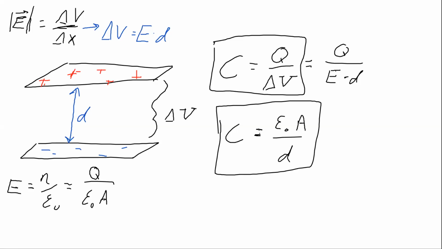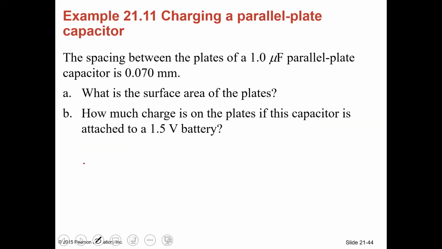All right, so let me read the question. The spacing between two plates of a 1.0 microfarad parallel plate capacitor is 0.070 millimeters. Okay, so that's the distance between the plates. It asks two questions: what is the surface area of the plates, and how much charge is on the plates if this capacitor is attached to a 1.5 volt battery?